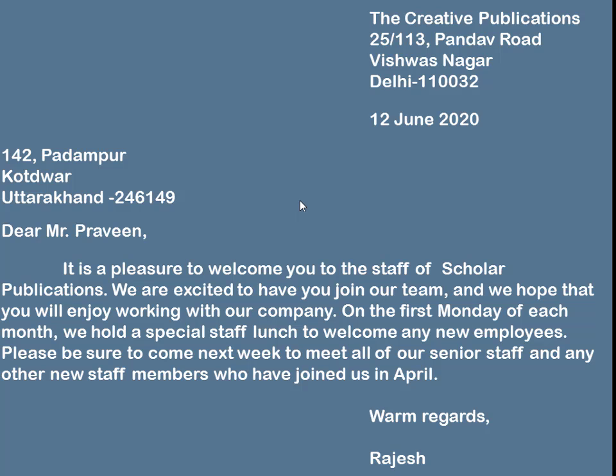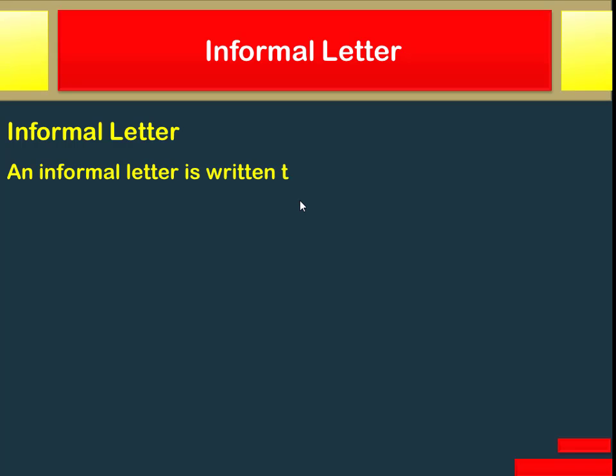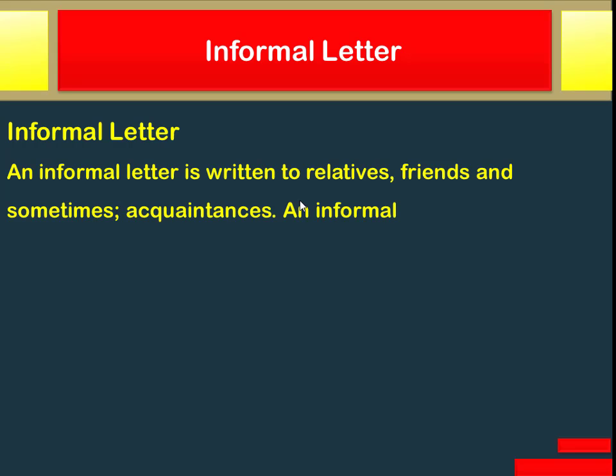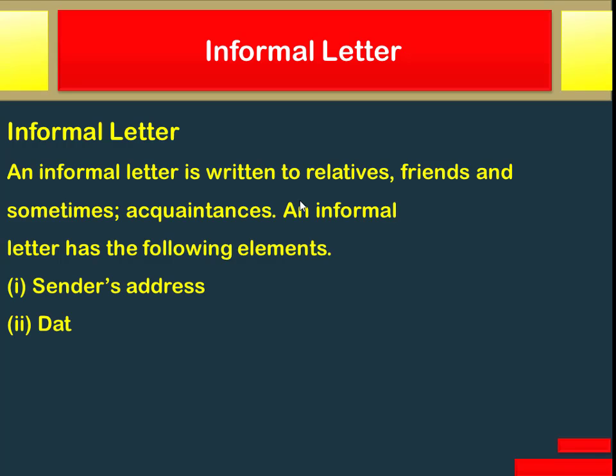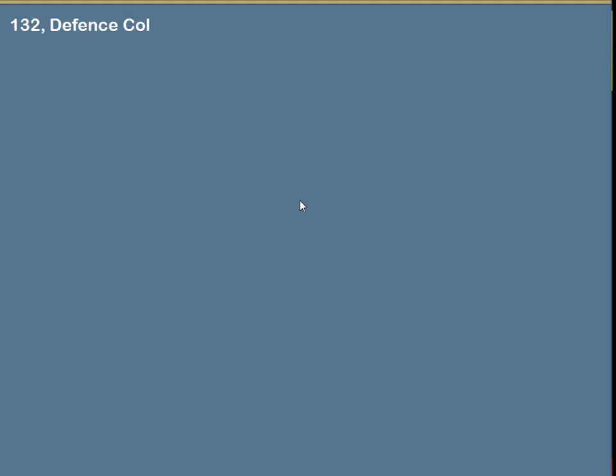Okay, after learning the formal letter, its style, layout, and elements, now we are going to see the format of an informal letter. An informal letter, we have already learned about it. An informal letter is written to relatives, friends, and sometimes acquaintances. An informal letter has the following elements: sender address, date, salutation, body, and then comes subscription and name and signature. Your signature may not be there. Okay, so this is the style.